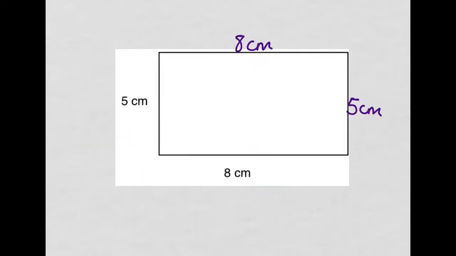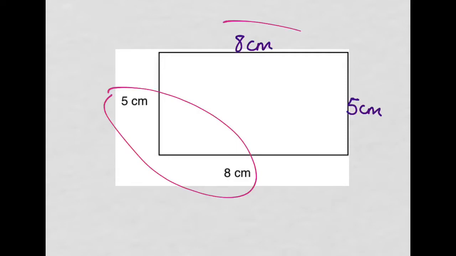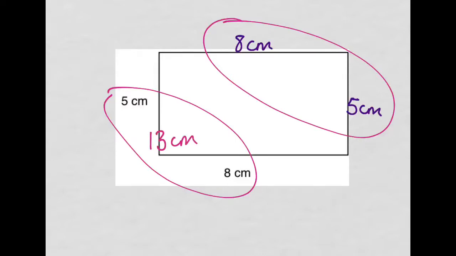The other way is that you could say that if you've got 5 and 8, 5 and 8, that you've got 5 add 8 twice. So 5 add 8 is 13 centimetres, and 2 lots of 13 centimetres is 26 centimetres.